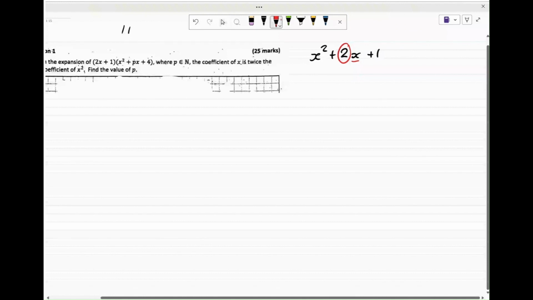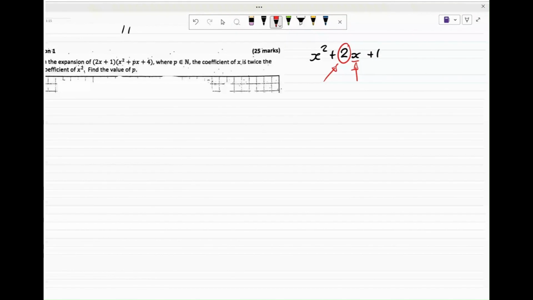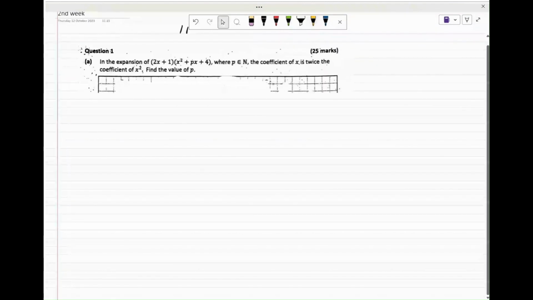So we would say that 2 is the coefficient of the x. And likewise here, this is actually just 1, so 1 is the coefficient of the x squared. And the 1 at the end here, that's just a constant. So that's just a little bit of terminology that you need to know for questions like these.